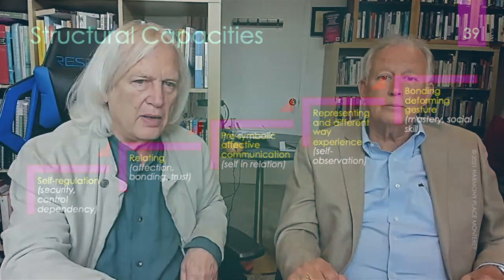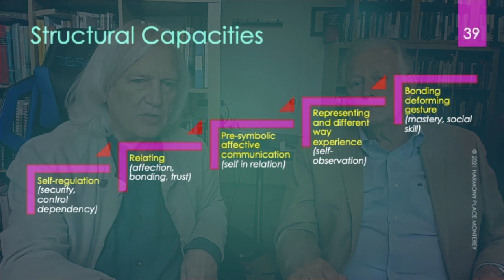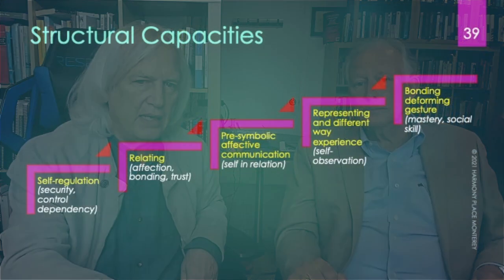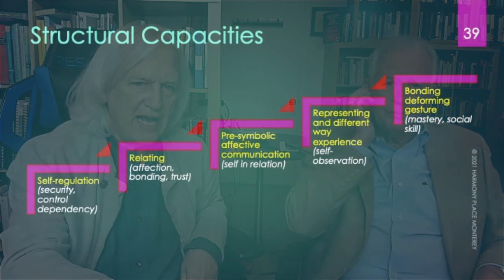And being enough in their body that they could see nuances, because there's been no one attuned to them along the way to reflect back what they're putting out to people. And then representing different ways and experiences through self-observation, meaning that when you're feeling rageful, to stop and ask yourself what's getting activated inside and what from the past is coming up in the present. And finally, bonding and how you block out people from connecting with you.